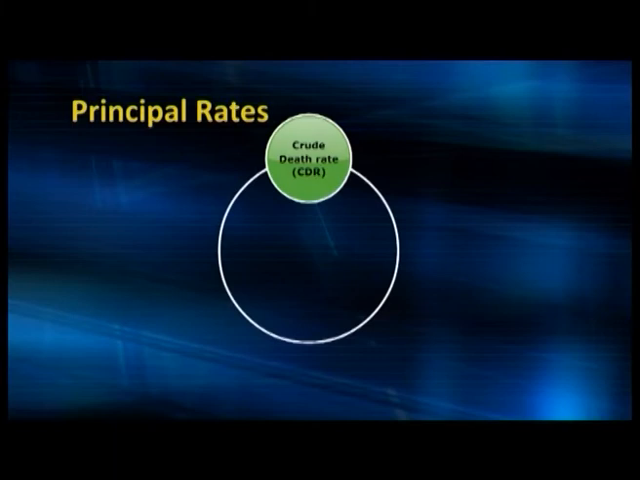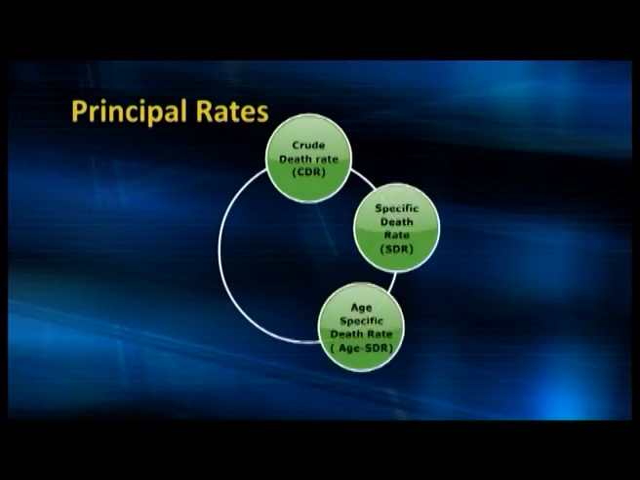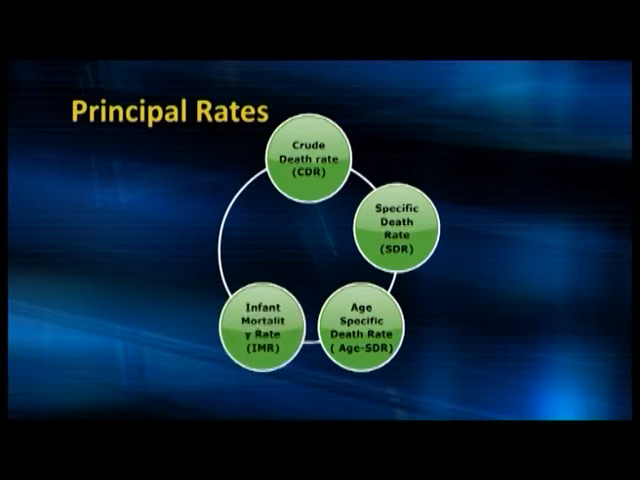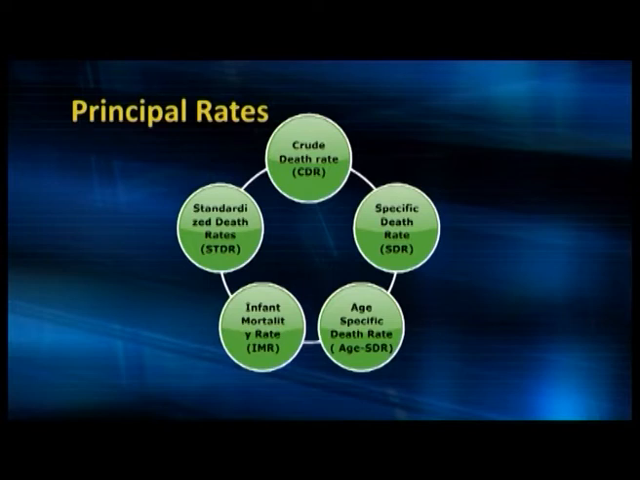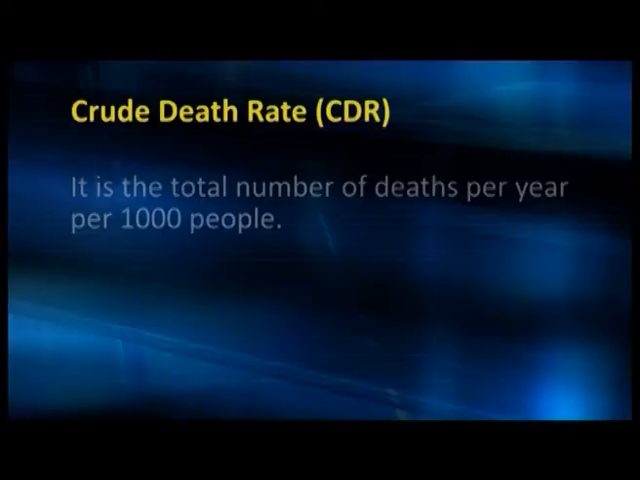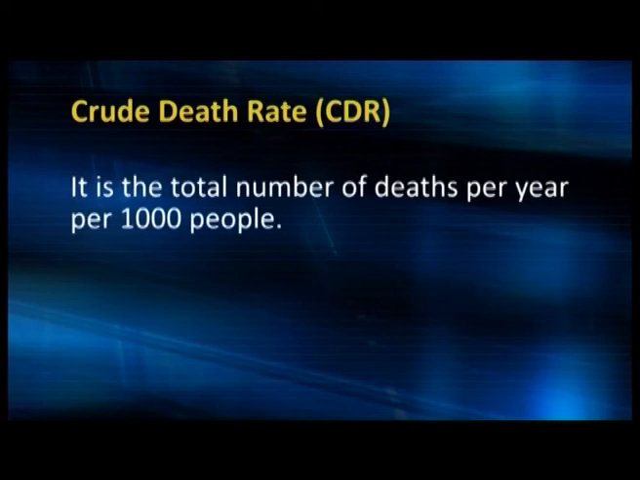The following are the principal rates used in measuring mortality: crude death rate, specific death rate, age-specific death rate, infant mortality rate, standardized death rates. Let us discuss crude death rate. The crude death rate is the total number of deaths per year per 1,000 people.